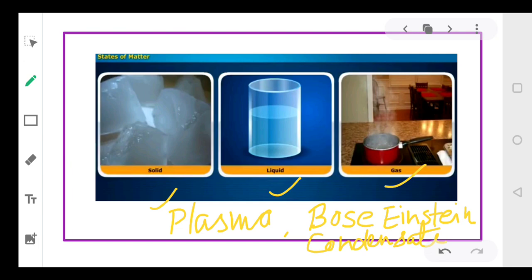But we generally only talk about solid, liquid, and gases, right? You see, I've shown all the 3 states of water only. Ice is again water. This is again water, and then when we keep a pan having water on the gas and we heat it, then your water changes into water vapors. Okay.